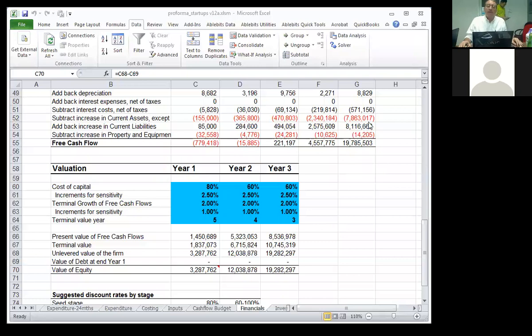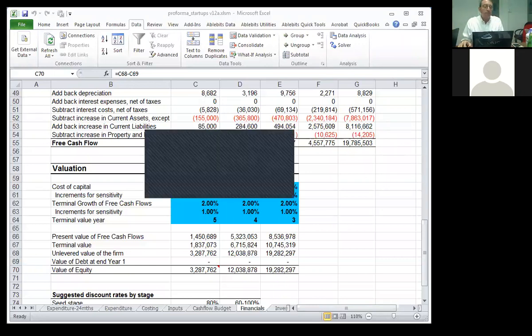Okay, welcome back everybody. I want to talk about valuation, which, as we know, is a very important number in our financial plan. Before I go into the discounted cash flow valuation on this page, I want to talk generally about valuation.